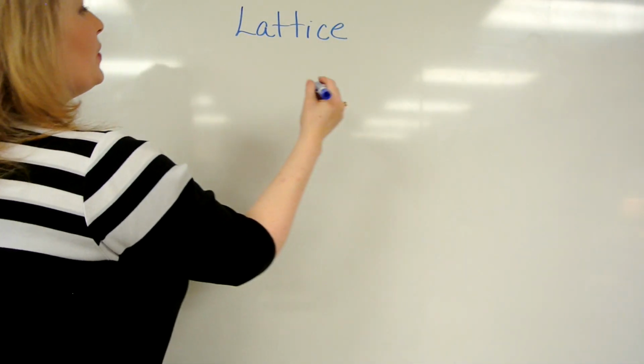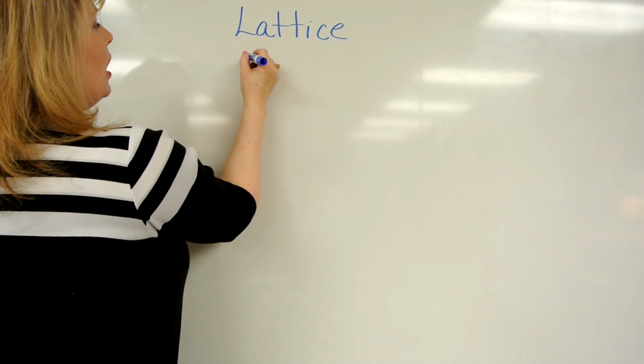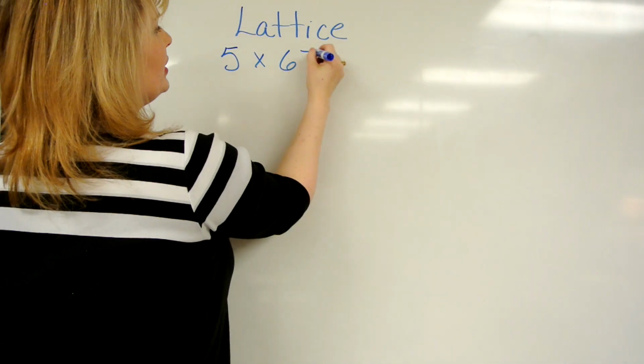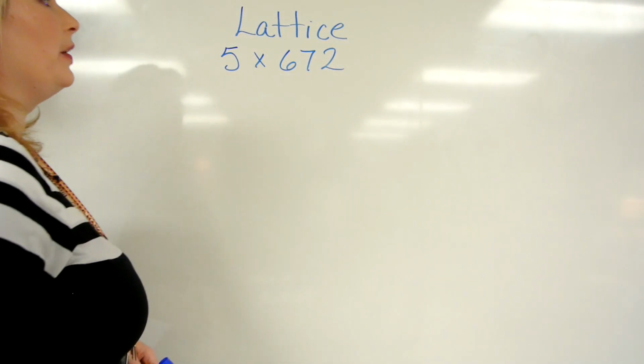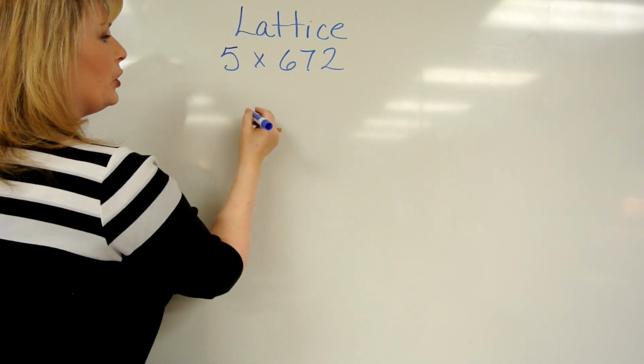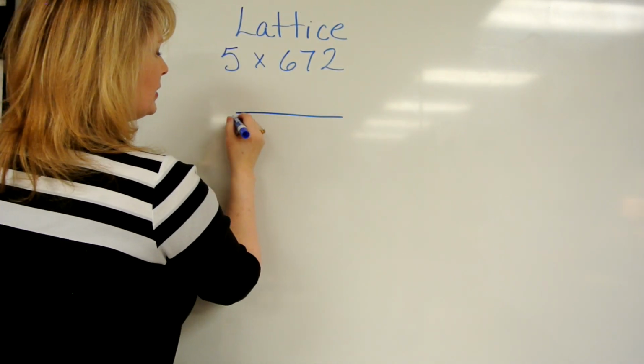So I'm going to start off with a big one. I'm going to do 5 times 672. All right? And the first thing you do is for your biggest number, you draw that many boxes.